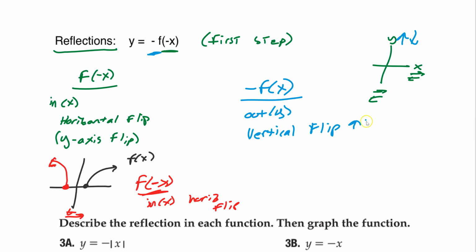We're going to flip it up and down. Most books call this an x-axis flip for the same idea. So you flip it up and down, you're flipping it across the x-axis. Again, for me, that's a little confusing. I prefer vertical flip, so you flip it up and down.